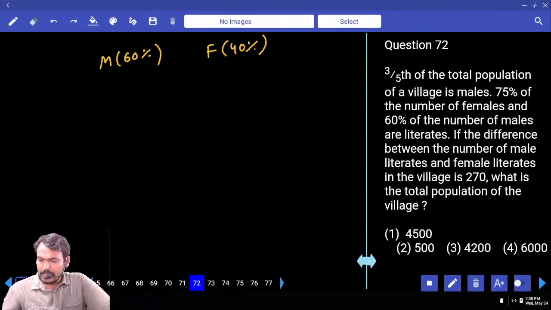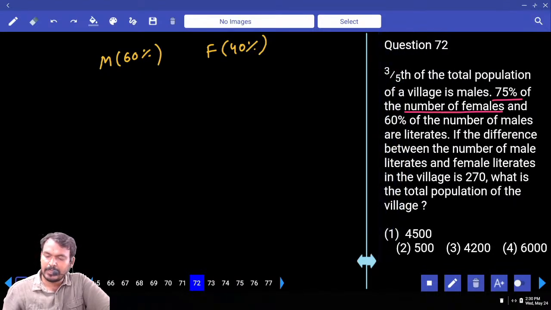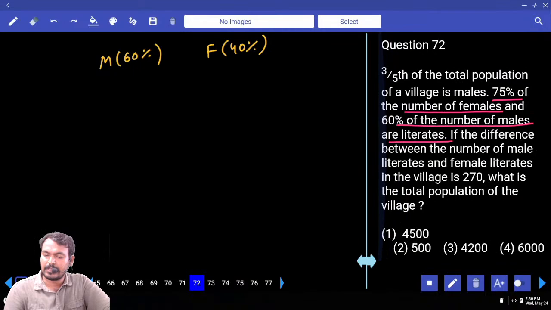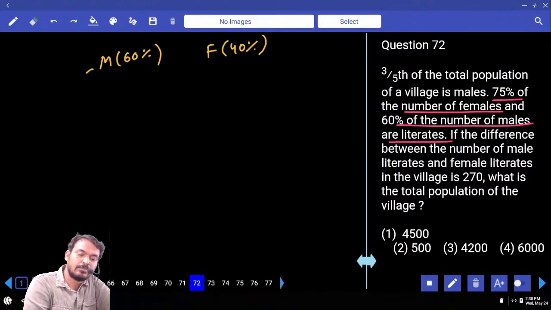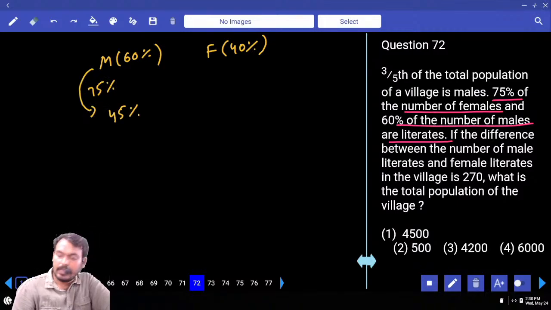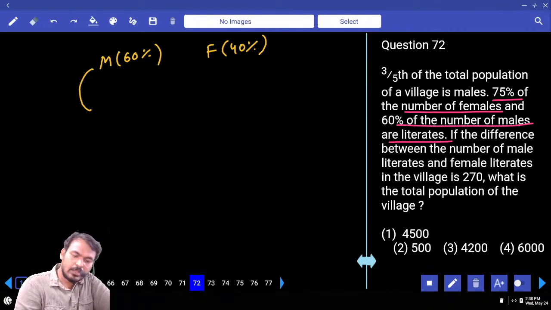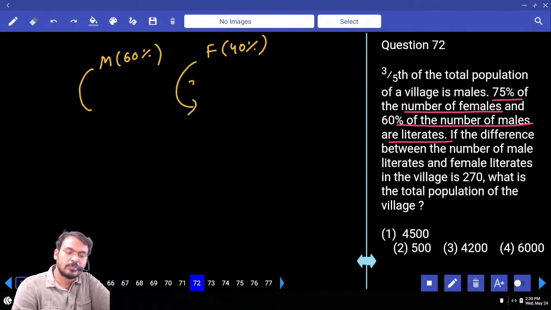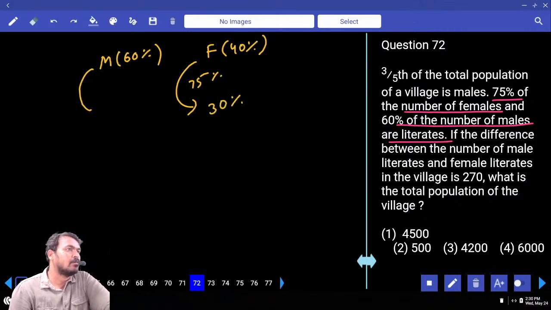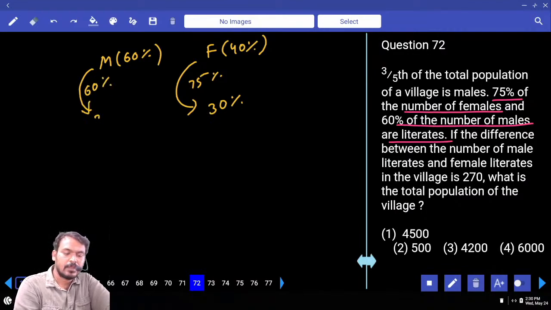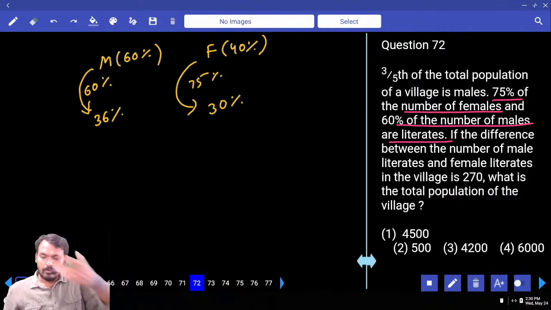What is the next one? 75% of the number of females and 60% of the number of males are literate. Females first. What is the females total? 40. In that how much percent? 75%. What is 75% of 40? 30%. But in males how much percent? 60%. What is 60% of 60? 36%. What is the question here?